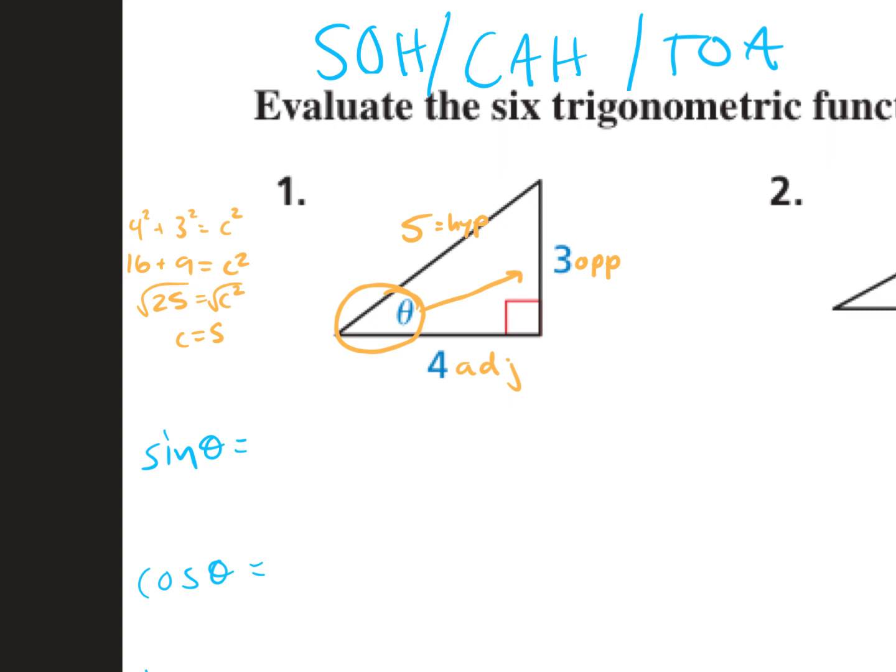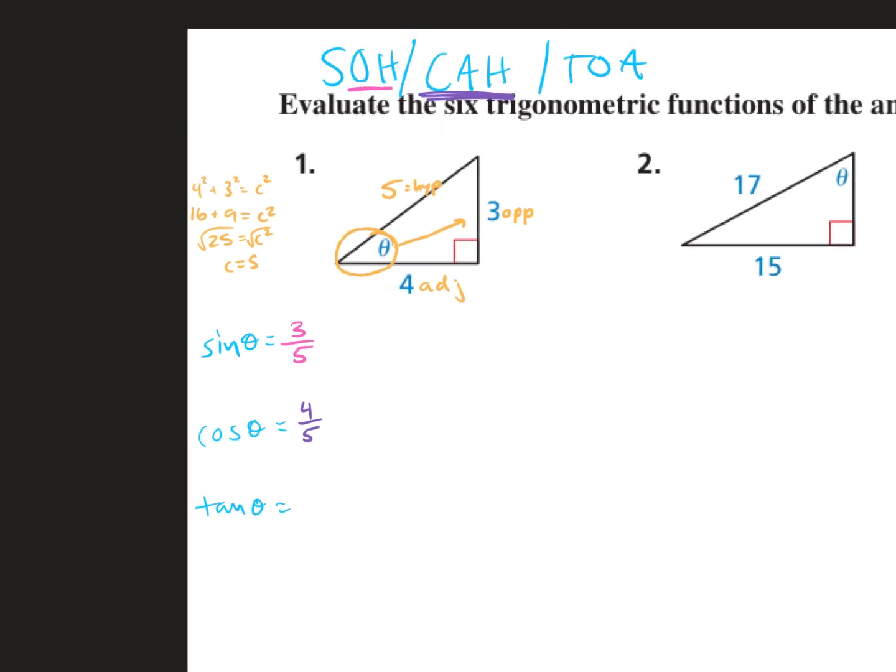So sine is what over what? O over h. Opposite over hypotenuse. So what would that be? 3 over 5. Perfect. Cosine is what over what? A over h. So what would that be? 4 over 5. And then tangent is what over what? Opposite over adjacent. So what would that be? 3 over 4. So those are our 3 main trig functions.